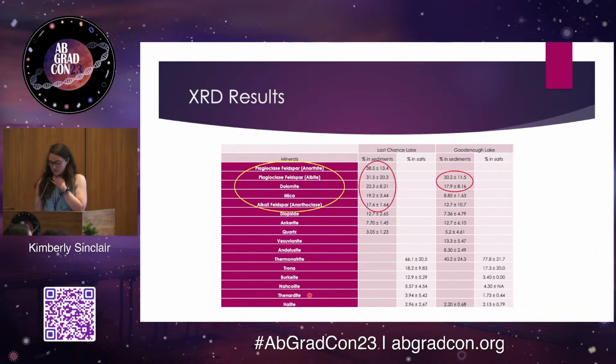So in the sediments, the main phases of interest were these feldspars, both plagioclase feldspar as well as alkali or K feldspars, as well as dolomite, those calcium carbonates, and mica, the clay minerals. We're also seeing some thermonatrite, that sodium carbonate, in the Good Enough Lake sediments, but not in the Last Chance Lake sediments. And then the main mineral phases we're seeing in the evaporites or the salts are those sodium carbonates, both thermonatrite and trona, as well as berkite, that sodium carbonate sulfate.